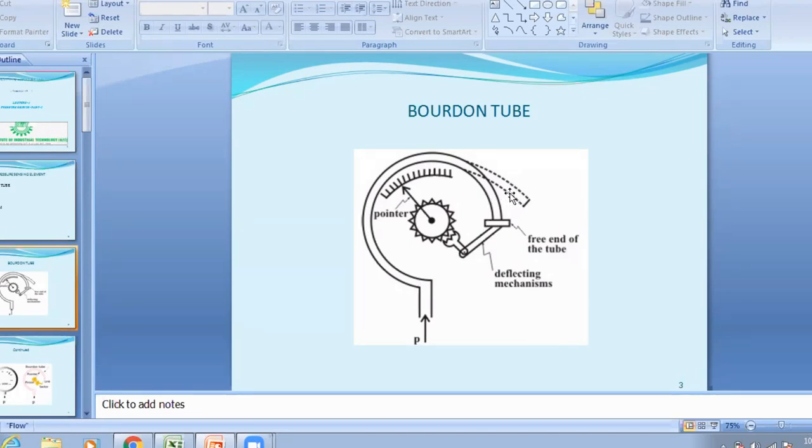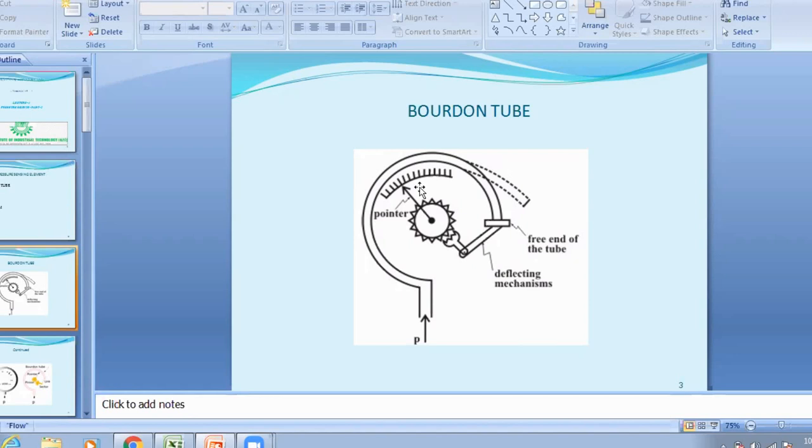So when it moves up, what will happen? Because the deflecting mechanism is already attached to this end. When it is moving up, immediately the whole deflecting mechanism will start rotating, and the pointer is also attached to this deflecting mechanism. So when the deflecting mechanism starts rotating, the pointer will also start rotating.